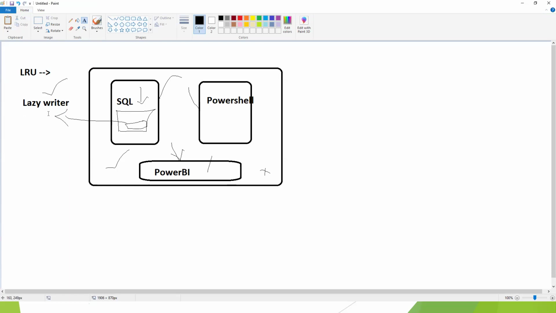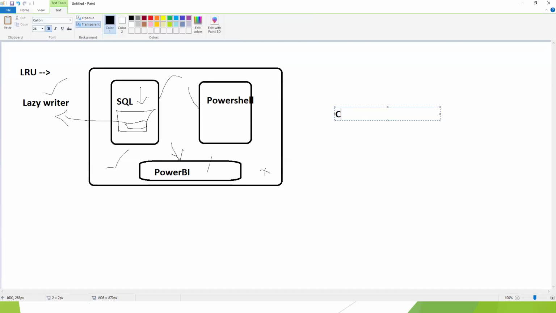So lazy writer's responsibility is only to respond to memory pressure, and if there is any memory pressure, it will clear the pages from the memory data cache to the data file, right? So here what happens, it will be cut and paste. Cut and paste is nothing but it will remove the pages from the memory and paste them in the data file. Right. So checkpoint is copy. We are keeping both copies in memory and the data file. We are not removing the pages.